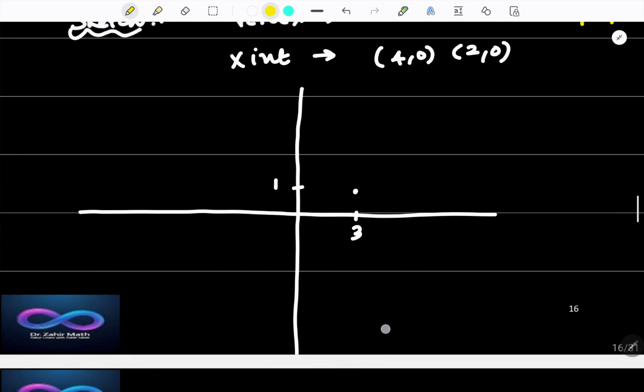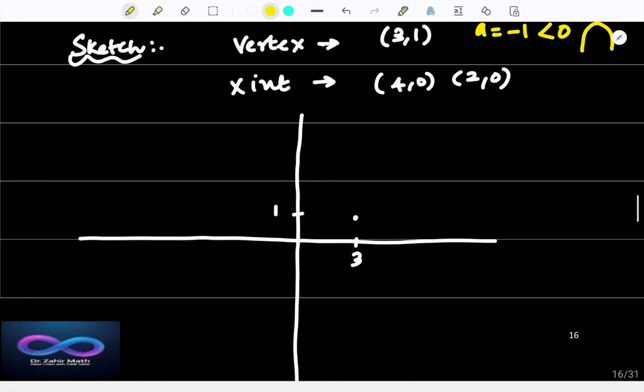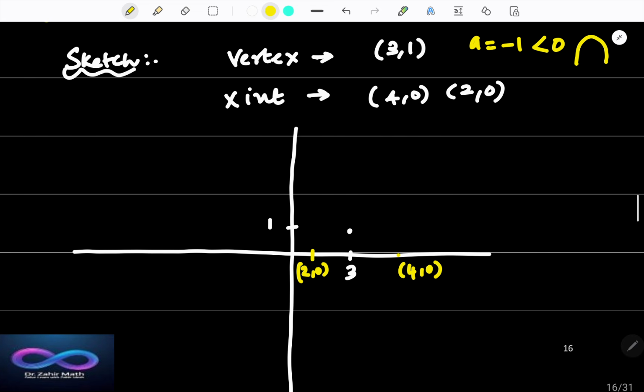So the parabola will be like this, right? Before that, let us put the x-intercept. What is the x-intercept now? 2, 0. So this is 2, 0, right? And this is 4, 0. Okay, right. So the parabola is what? Projecting downwards. So it will be like this.